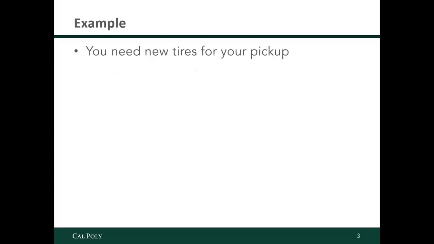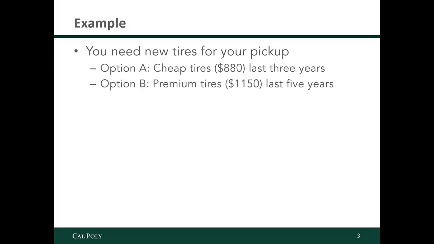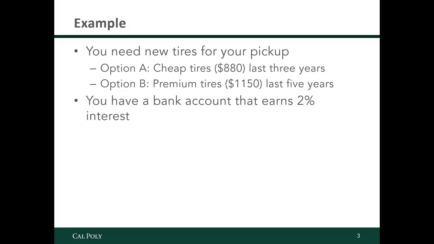So here's an example. You need new tires for a pickup. This was in the preparation document. Option A is you can get the cheap tires. They're $880 and they last just 3 years. Or you can get the premium tires for $1150 and they'll last you 5 years. So you have a bank account that earns 2% interest. So that's the interest rate that we'll use for our problem.